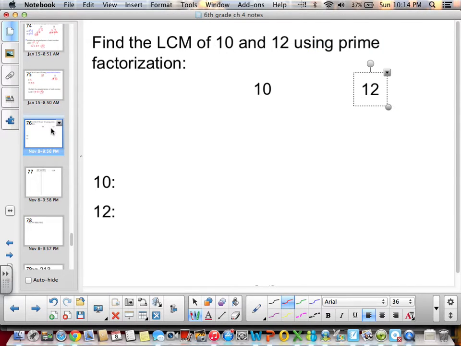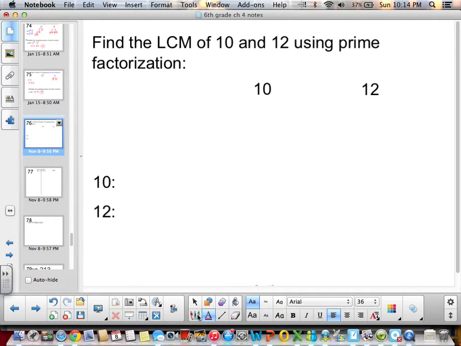Okay, I want you to try this one on by yourself, and then come back and check it when you're done.